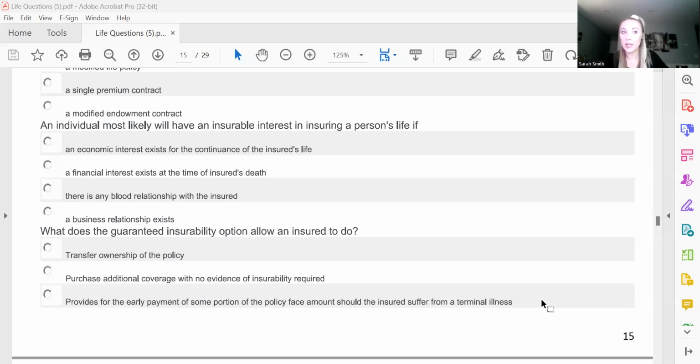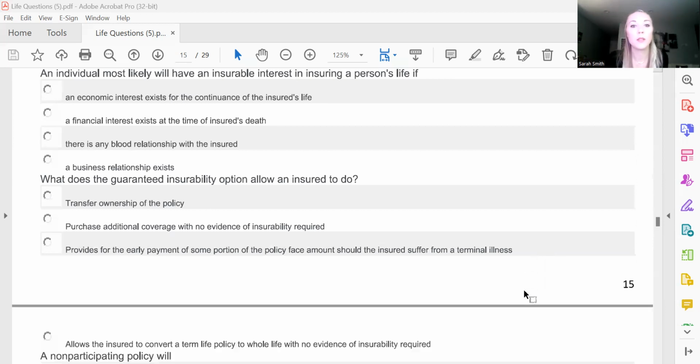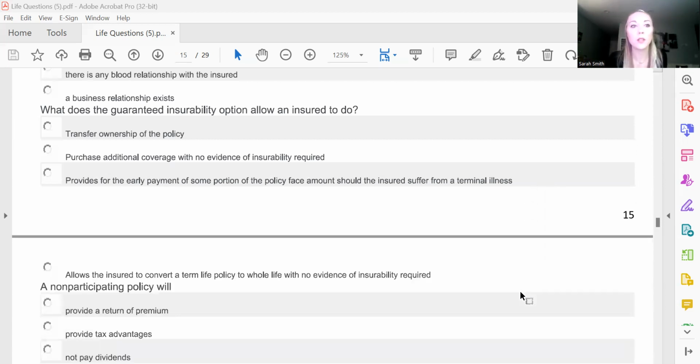I guess a good example would be, if you have insurance on a spouse or you want to get insurance on a spouse, if you guys divorce and you don't have children, that insurable interest would go away. I hope that kind of helps explain that concept.